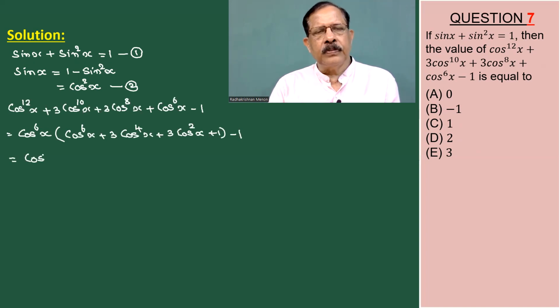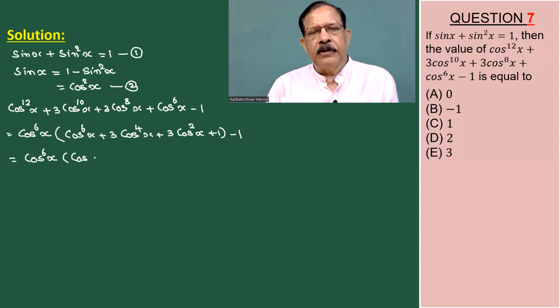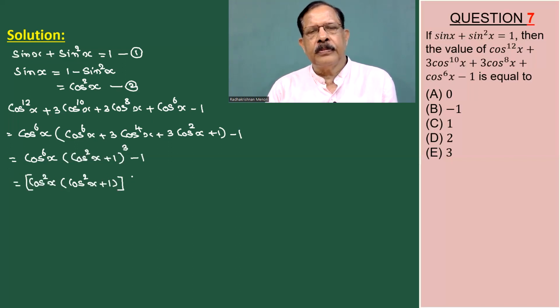When you see the expression inside the bracket, it resembles the formula of a plus b whole cube. So we can write this as cos squared x plus 1 the whole cube minus 1. Now you can club the factors in the first term. So we are writing this as cos squared x into cos squared x plus 1, grouping it, and then the whole cube, minus 1.